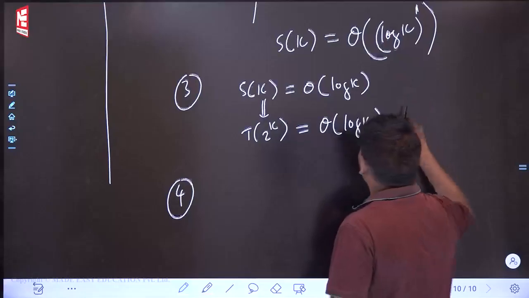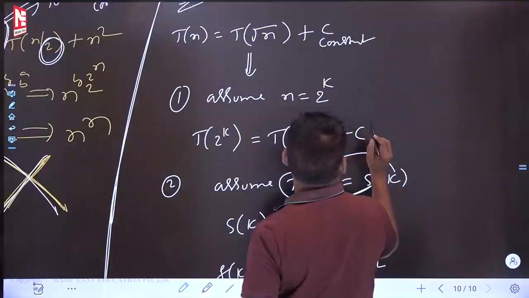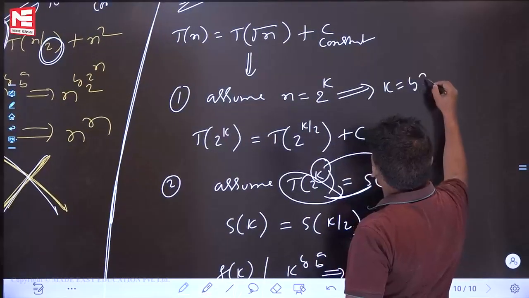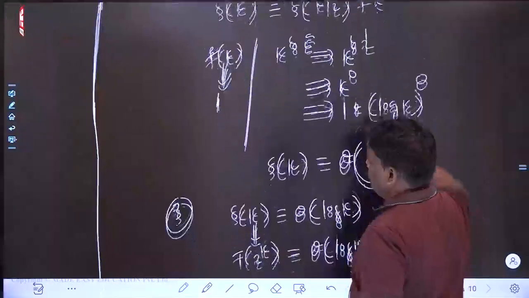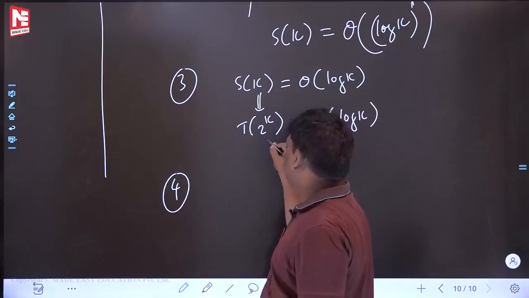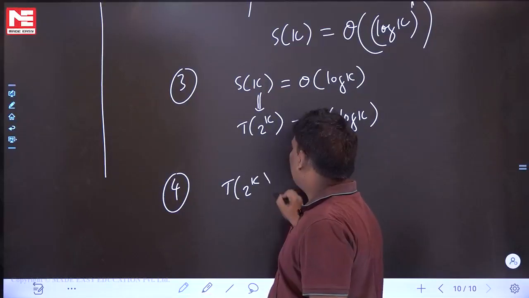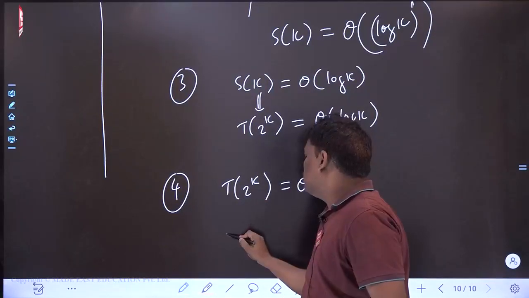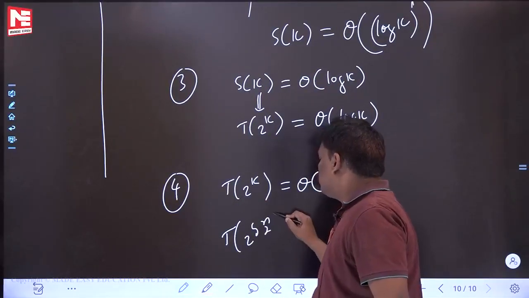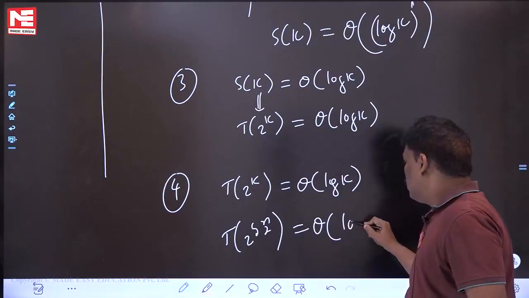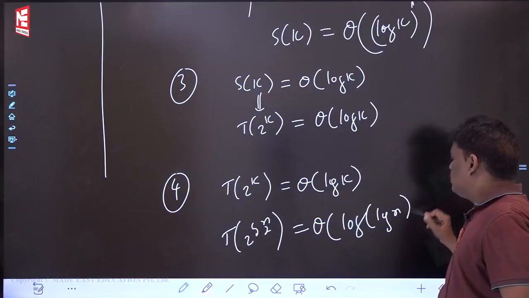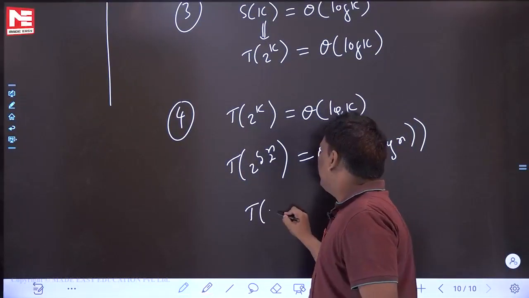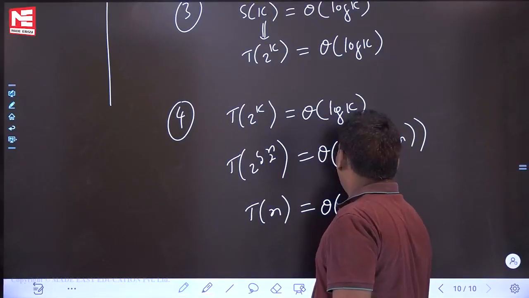First step reverse. Can you say what the first step is? N is equal to 2 power k. First step, N is equal to 2 power k, which means k is equal to log n base 2. Replace now. Fourth step: replace k is equal to log n base 2. T of 2 power k is equal to theta of log k. Replace k by log n. This will become T of 2 power log n base 2 is equal to theta of log n base 2. Now this will become T of n is equal to theta of log n.